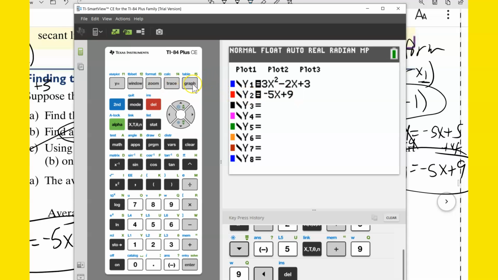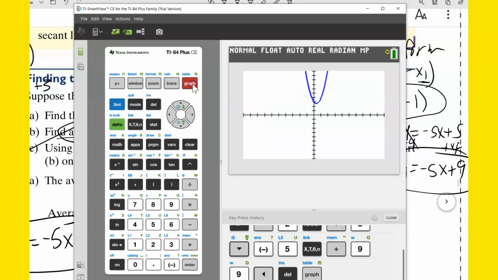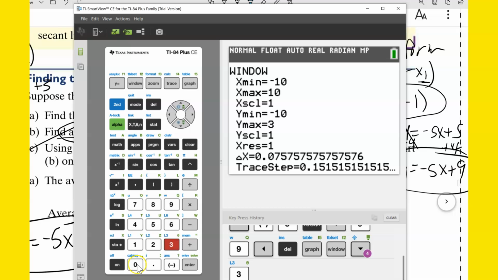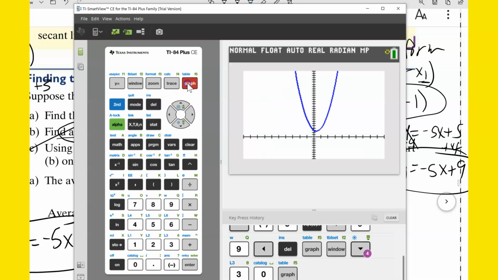I went ahead and did my zoom to the standard zoom window. And there it is. There's the parabola, and there is the secant line going through the 2 points that were mentioned. I can't see it very well, so maybe I want to change my window. I'm going to increase my Y max to, let's try 30 and see. Yeah, now we can see it pretty well. The parabola and the secant line passing through 2 points on the parabola.